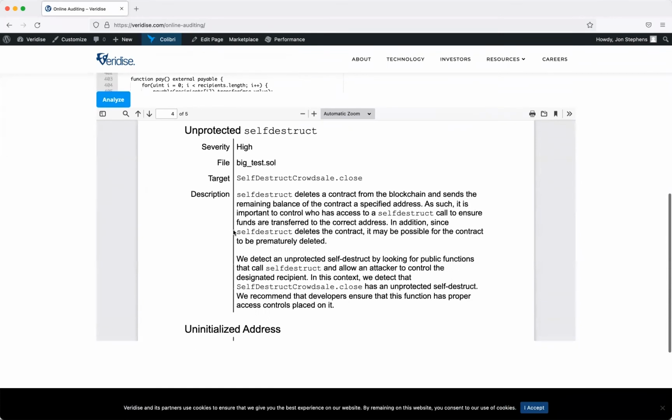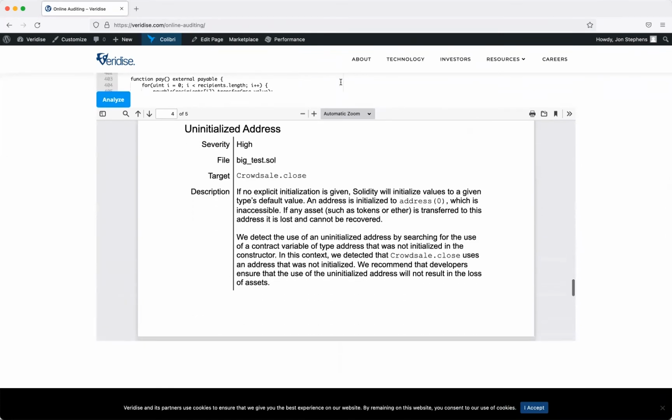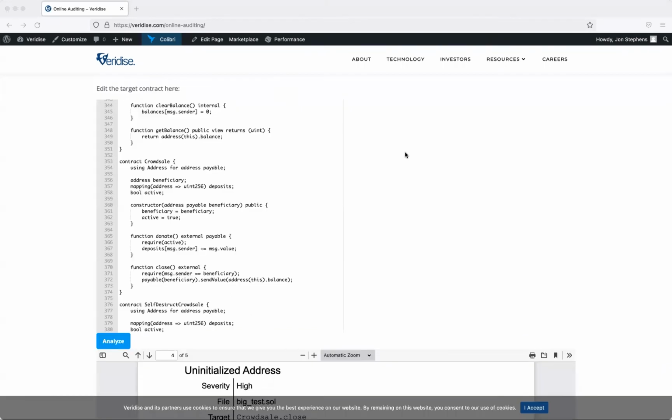The fourth vulnerability discovered was an uninitialized address. In Solidity, an address is automatically initialized to the 0 address. If an asset is transferred here, it is therefore locked since this address is inaccessible. If we look at the contract, we can see that the beneficiary contract variable is shadowed by a variable in the constructor. Thus, the assignment of the constructor's first line does not do anything, and the beneficiary variable goes unassigned. This will result in funds later being lost when the close function is called, since it will cause the funds to be transferred to the 0 address.